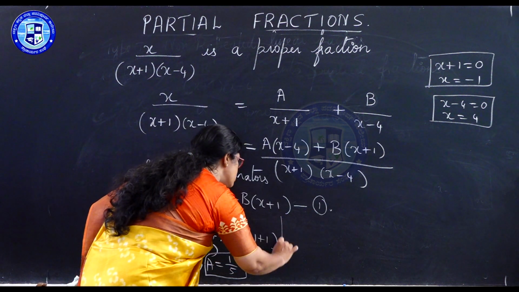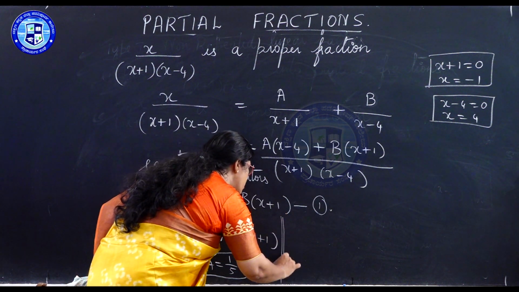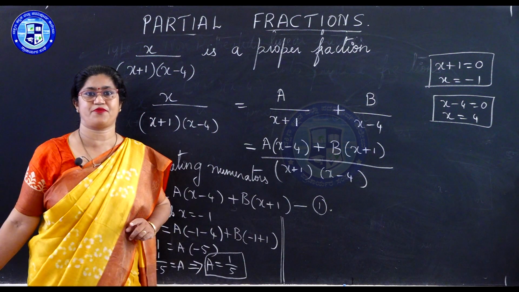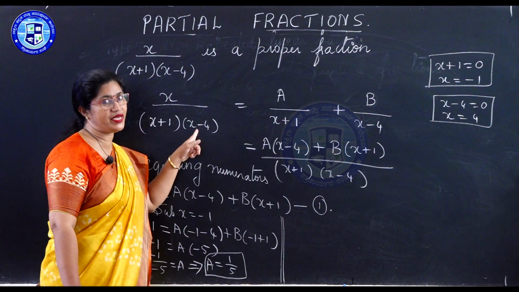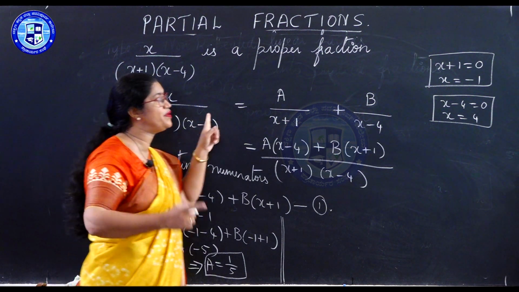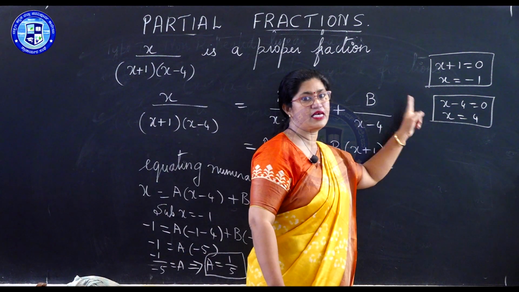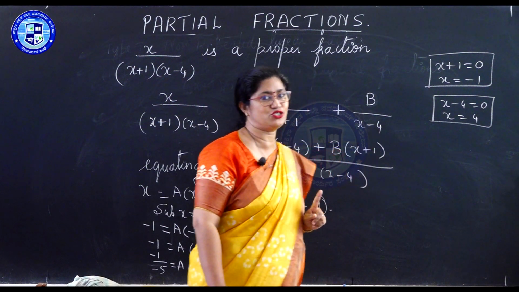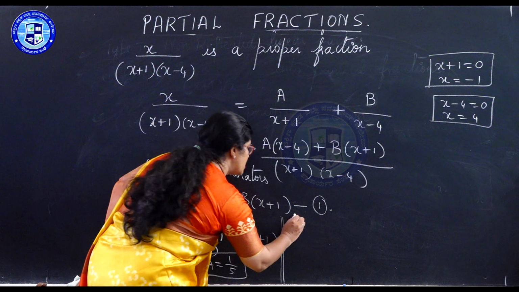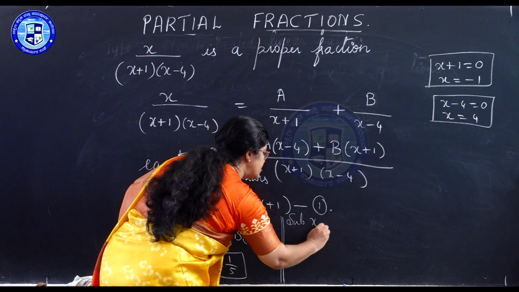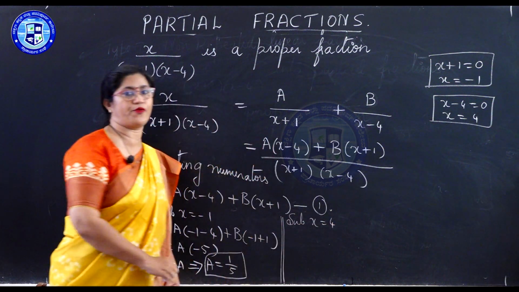Now I want to substitute another value for x. What was that other value? Other factor, x minus 4. Think in your mind, what will make it 0? This is how you should think. X minus 4 is 0 means x should be equal to 4. So my next substitution is substituting x is equal to 4.